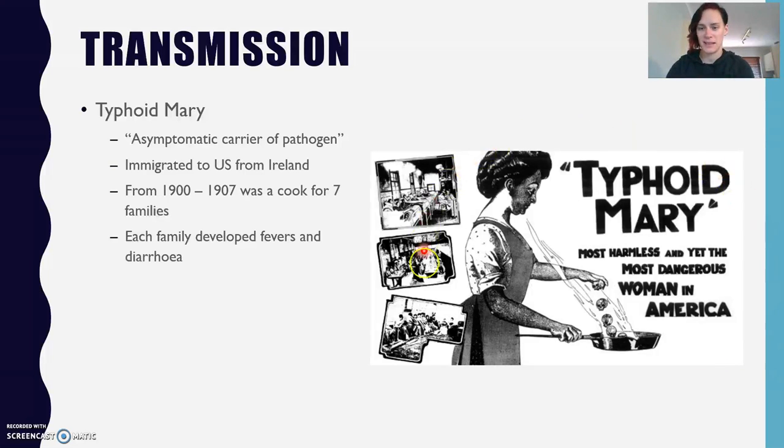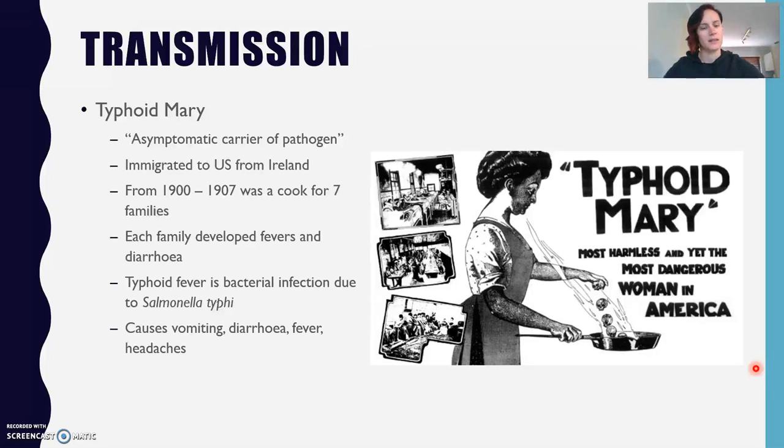And if you have a look at this, the newspaper ran a bit of a story on it, and she's cracking skulls into a pan like eggs. So the most harmless and yet the most dangerous woman in America. The typhoid fever is caused by a bacteria called Salmonella typhi. So we've heard of Salmonella, and generally you hear about it when you're talking about food poisoning, but this particular one is a little bit more drastic. It does cause vomiting, diarrhea, but it also leads to those fevers and headaches, and a little bit more problematic, particularly back in the 1900s where treatment wasn't as readily available as it is now.